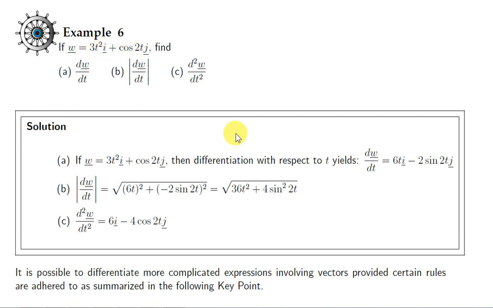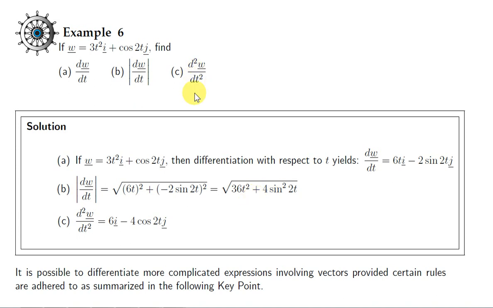So we differentiate 3t squared to get 6t. The derivative of the cos function is minus sine. Using the chain rule, we have a 2, so we get minus 2 sine 2t. If we want the magnitude of the velocity vector, we use Pythagoras' theorem. We just square each component, sum them, and take the square root. So the magnitude of the velocity vector is the speed. So this will be a positive quantity. The speed is always positive.